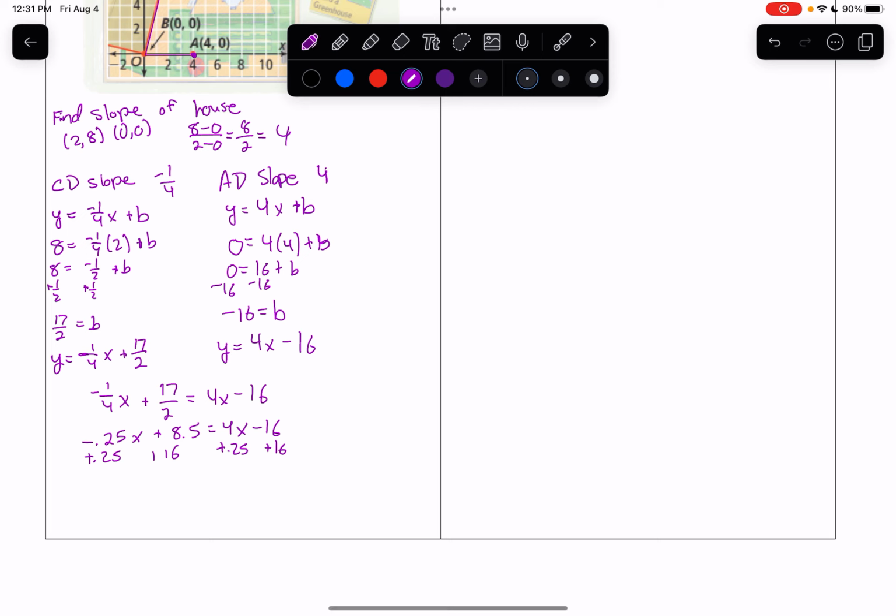So that'll be 24.5 equals 4.25x. Divide both sides by 4.25. And that's going to give us an x value of, let's see, 5.76.